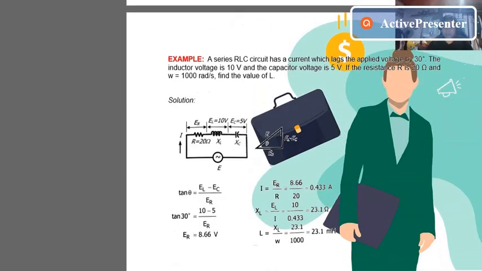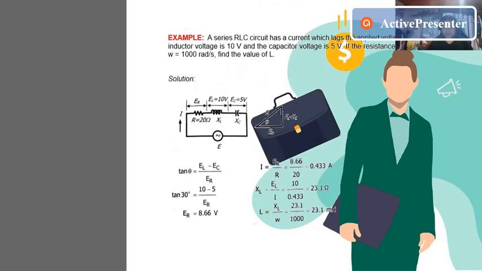And for our last example for this module, a series RLC circuit has a current which lags the applied voltage by 30 degrees. The inductor voltage is 10 volts and the capacitor voltage is 5 volts. If the resistance R is 20 ohms and the value is 100 rad per second, find the value of L.